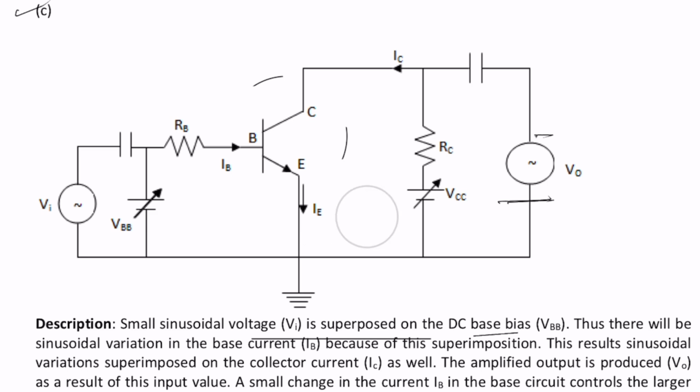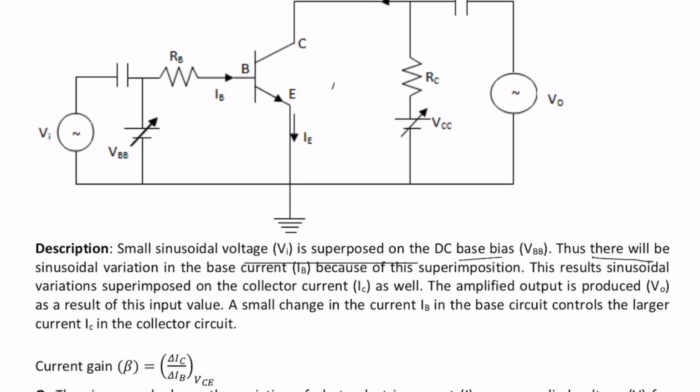VBB is our DC voltage source. Thus, there will be sinusoidal variation in the base current. IB will change because of this superimposition. Now, this results in sinusoidal variations superimposed on the collector current, IC.